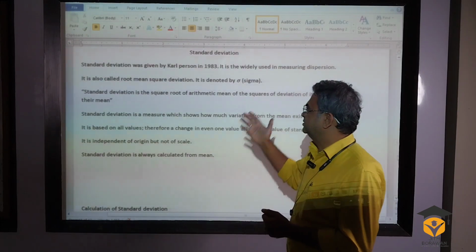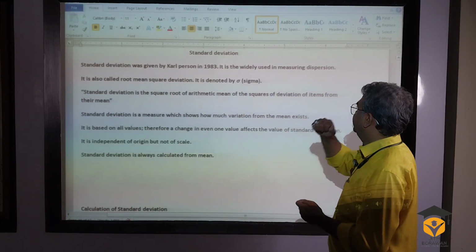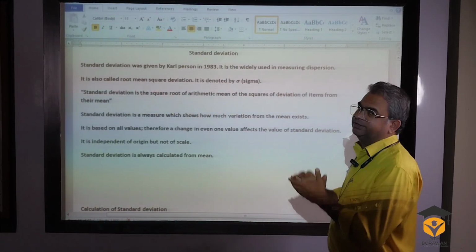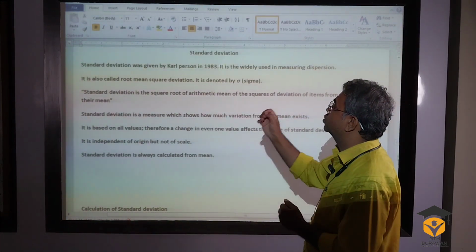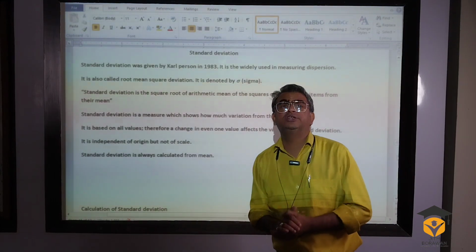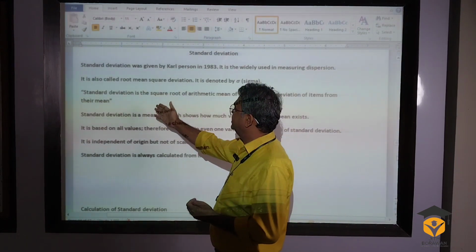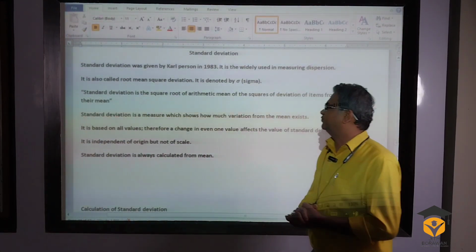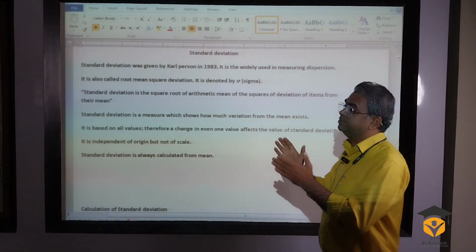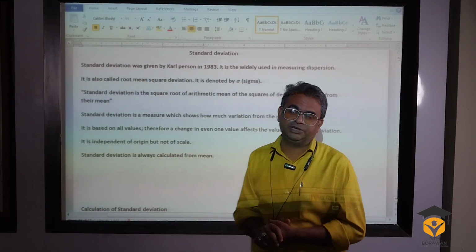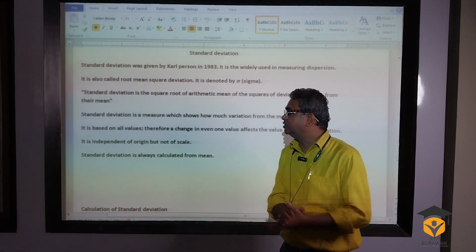Standard deviation was given by Karl Pearson in 1893, and it is the widely used method in measuring dispersion. Friends, it is also called the root mean square deviation, and it is denoted by the Greek letter sigma. Standard deviation is the square root of the arithmetic mean of the squares of the deviations of the items from their mean. Students, standard deviation is always calculated through the arithmetic mean.